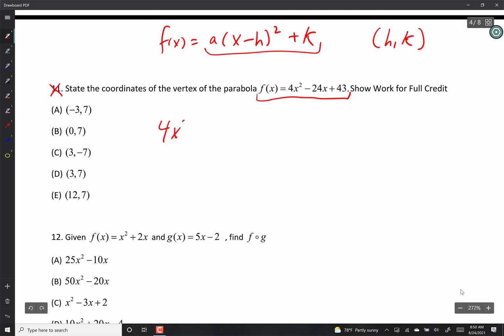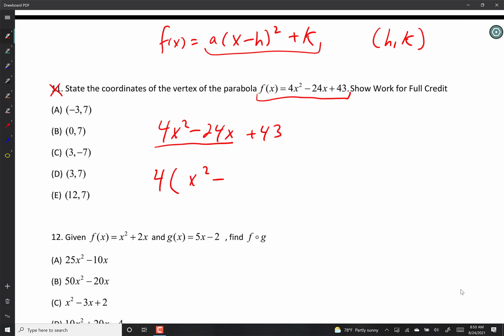I'm going to write 4x squared minus 24x plus 43. I'm going to take the first two terms, and I'm going to factor out a 4. So I'm going to write x squared minus, how many times does 4 go into 24? 6x plus, put a space, like so. I haven't changed anything yet, guys.